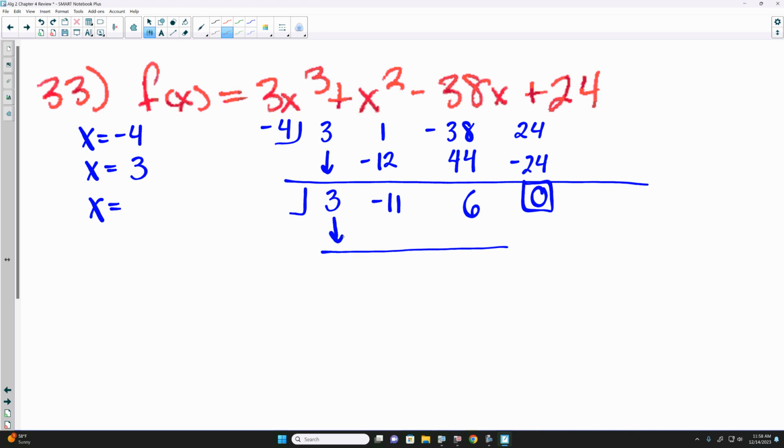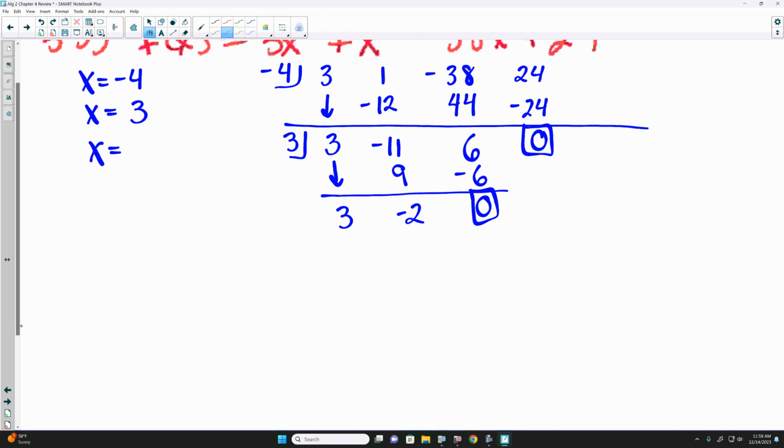So we've reduced the degree from a degree 3 down to a degree 2. It is a quadratic. We could solve by the quadratic equation at this point, but we do have another solution given to us by graphing, and we're going to go on and use it. It's going to make it easier to solve for the last one if we do one more synthetic division. Here, our 3 times 3 is 9. Negative 11 plus 9 is negative 2. 3 times negative 2 is negative 6. And 6 plus negative 6 is 0.